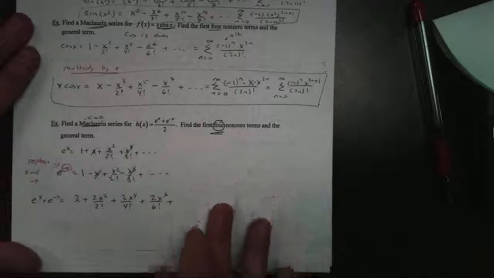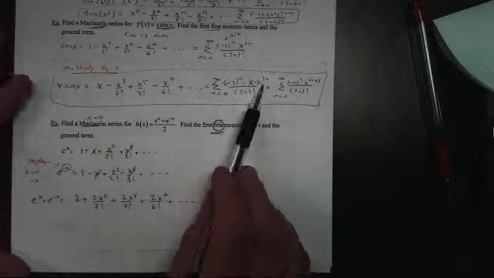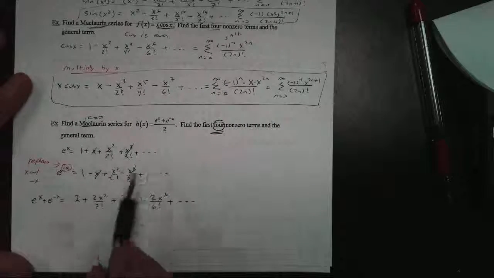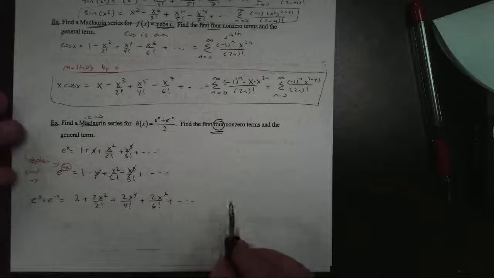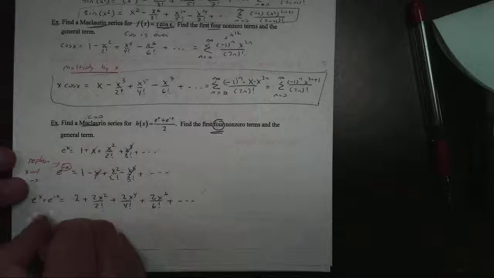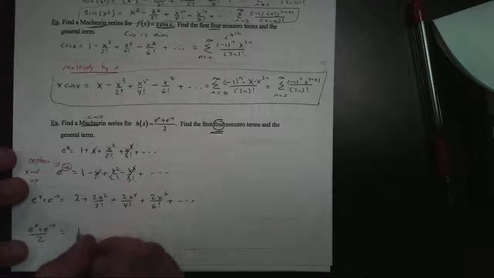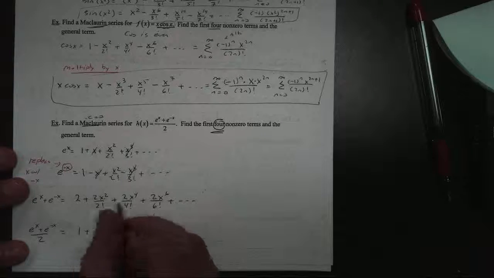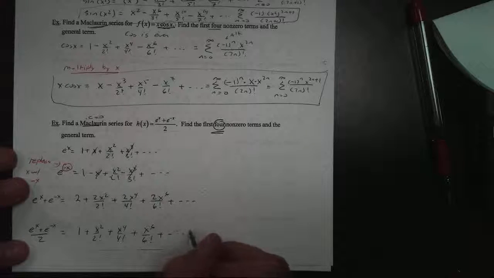Now notice I haven't done my general term yet because this is a lot harder to do. Over here it's pretty easy to kind of figure out. Just multiply by x, right? Here, replace with x squared. But down here there's a lot going on, so I'm going to wait to do my general term until the very end. And my last thing I'm going to do is divide by 2. So if I divide here by 2, I get 1 plus x squared over 2 factorial plus x to the 4th over 4 factorial plus x to the 6th over 6 factorial plus dot dot dot.